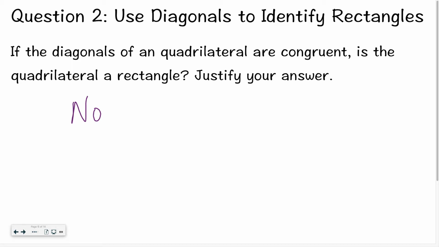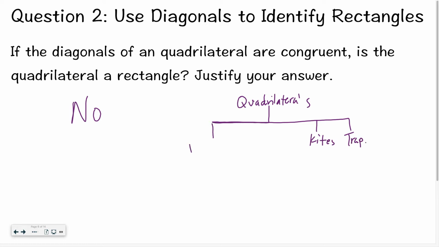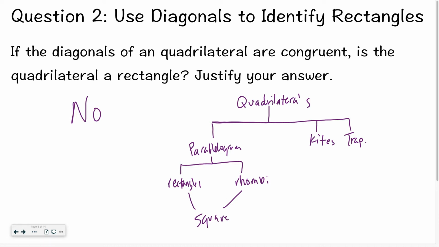So remember, yesterday I showed you that tree with the quadrilaterals. And then we had kites. Wow, if I could spell kites. Kites and trapezoids. And then we had parallelogram. And then I said, hey, we have rectangles, and we have rhombuses. And then from those two, we have a square. Well, we can't have a rectangle if we don't have a parallelogram. That isn't possible.